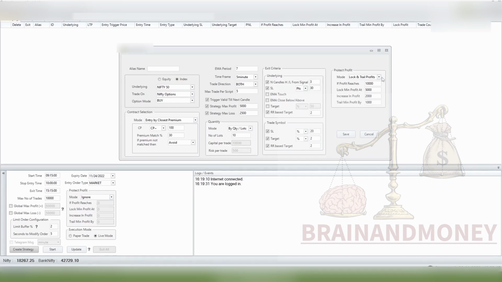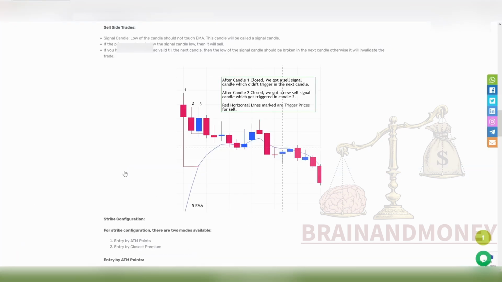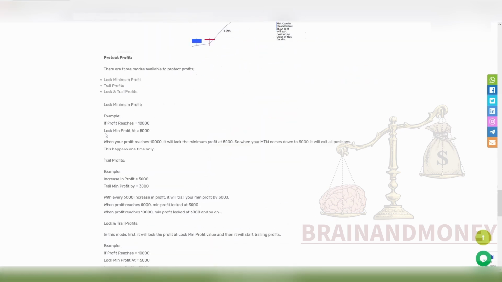Now there is one option given to protect the profits. There are three options available: lock minimum profit, trail profit, lock and trail profit. So I'll just explain each. The explanation for the same is given on the website as well.